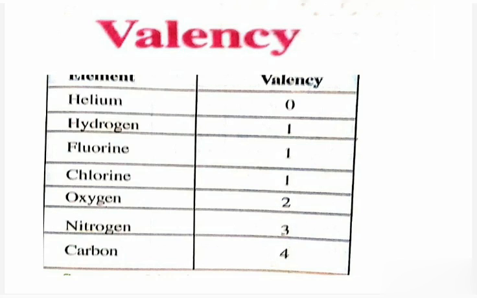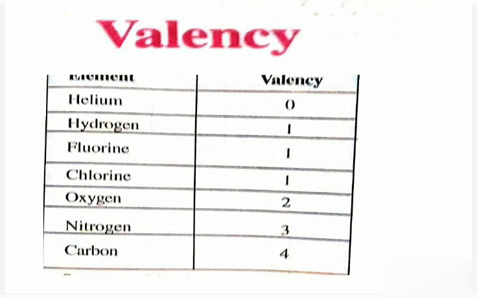So here the atom of one element combining with the atom of another element according to its combining capacity is known as its valency. I tell you like this: the atom of one element is combining with the atom of another element. Sodium is one atom, chlorine is another atom, means the sodium atom is combining with the chlorine atom. So the atom of one element is combining with the atom of another element.